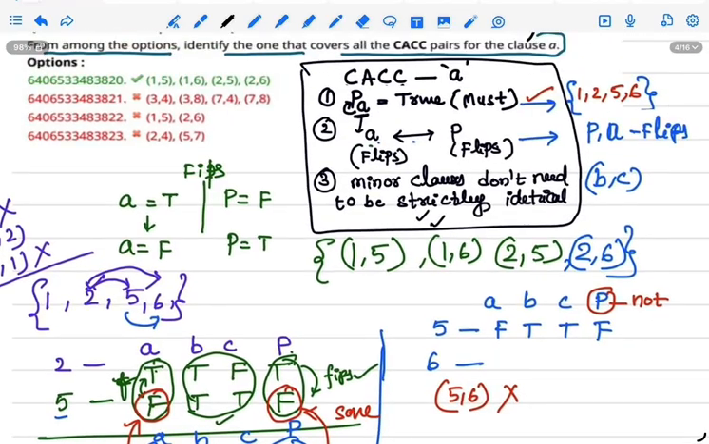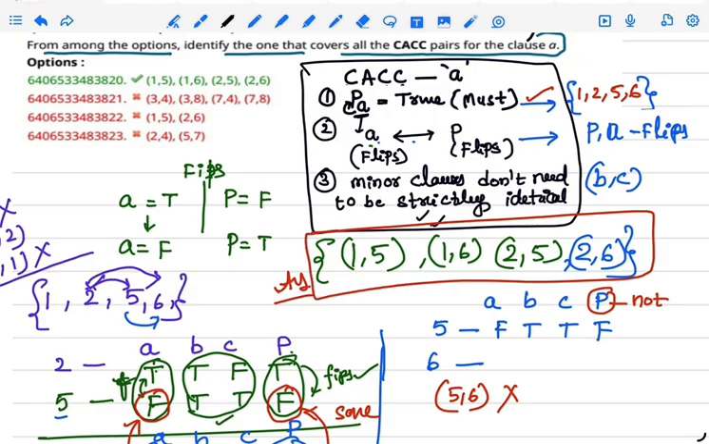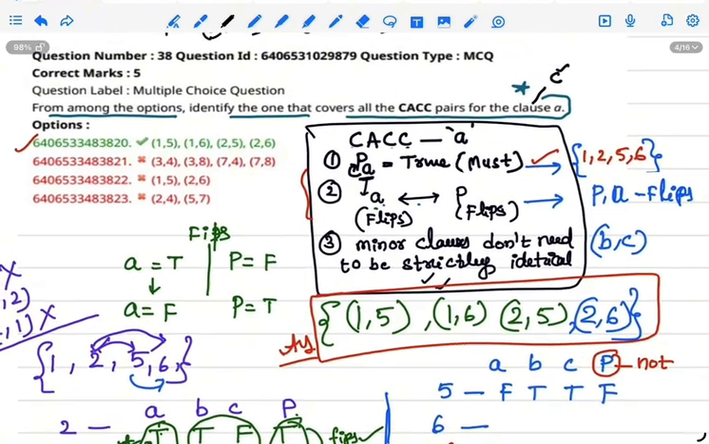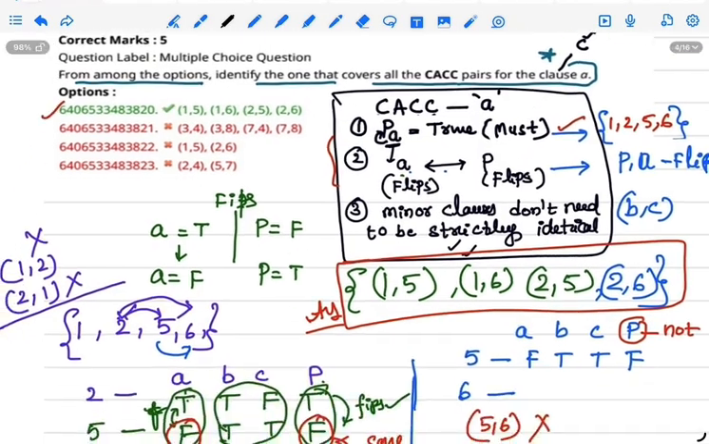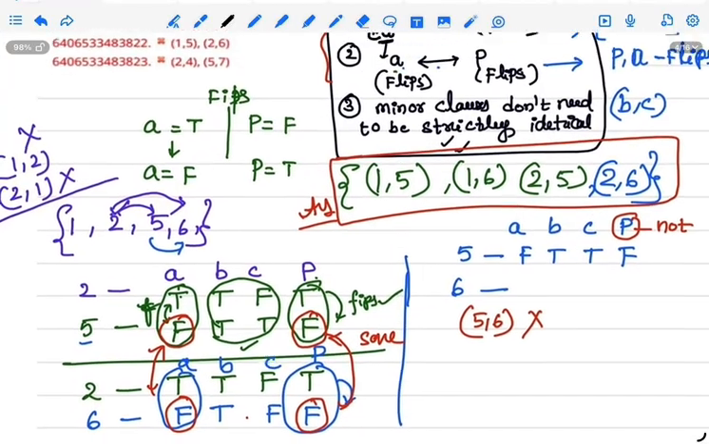So this is the answer, friends. Only these are the CACC pairs, correlated active clause coverage: 1, 5, 1, 6, 2, 5, 2, 6. Directly, friends, if you know these conditions and the truth table is there, you can check from the options also. That is also easy and you solve within 2-3 minutes.